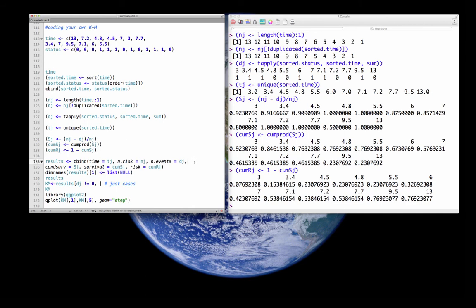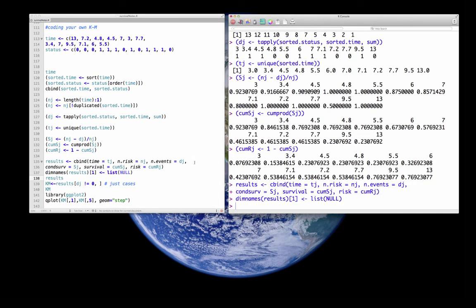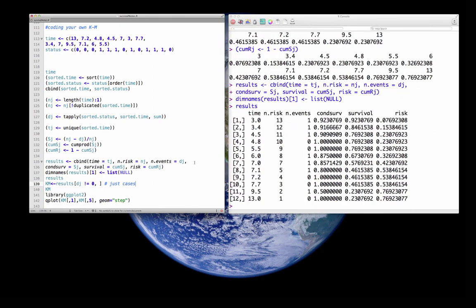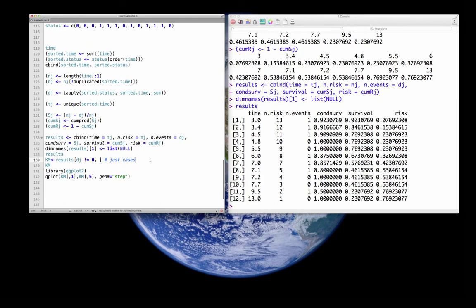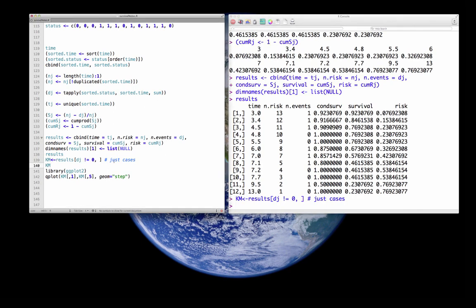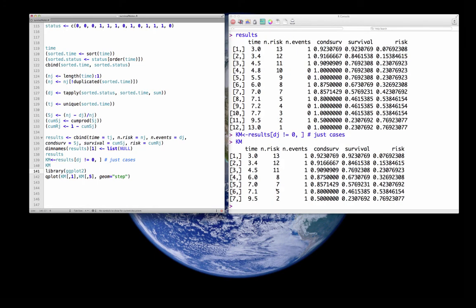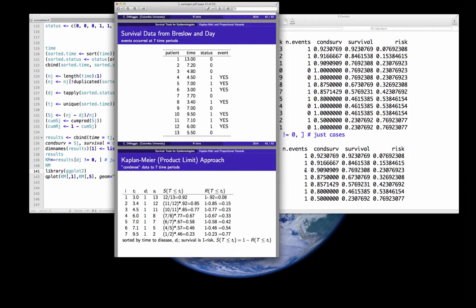And now we just gather all that together into one single object called results. And here basically are the 12 unique time periods. You notice that for some of them, nothing really happened. Now, as I said, we're just interested in those times when something happened. So we want to just keep the times when something happens, and we use this little bit of code here. So it's basically d sub j not equal to 0. If we take a look at that now, we see this is essentially this over here.